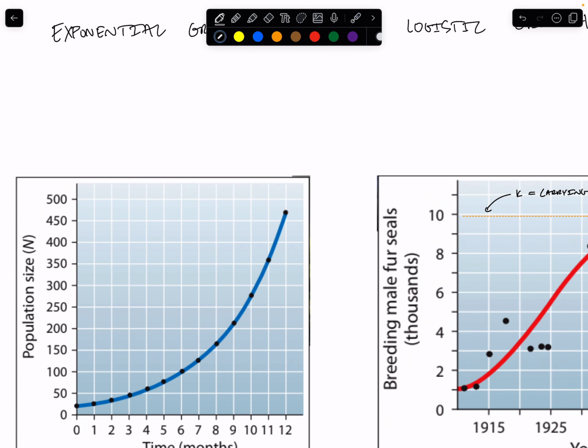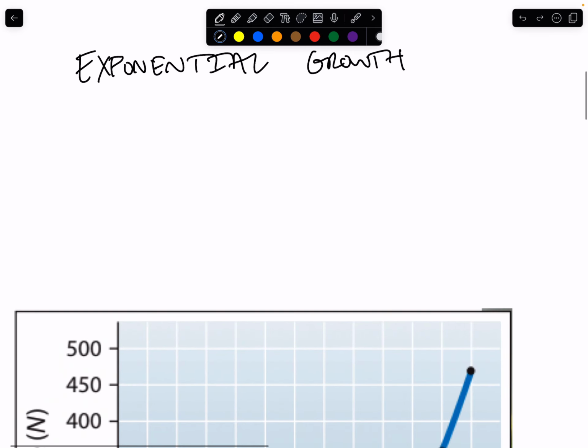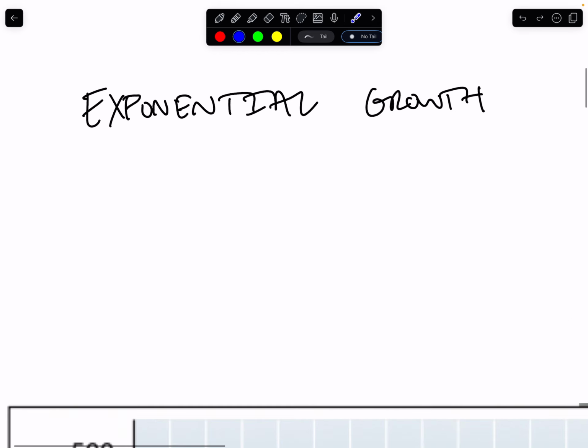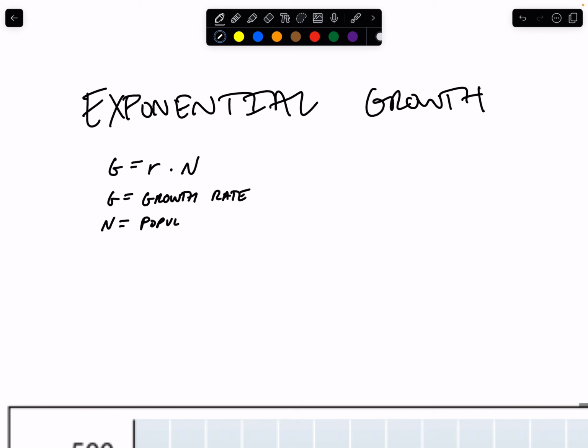Okay, we're gonna do a little math. Maybe not your favorite thing, but we're going to get through it together. Okay, exponential growth. The slope of this curve, the growth rate of this population, can be given to us by the equation G equals R times N, where G is equal to the growth rate, N is equal to the population size, and R is equal to the per capita rate of increase.